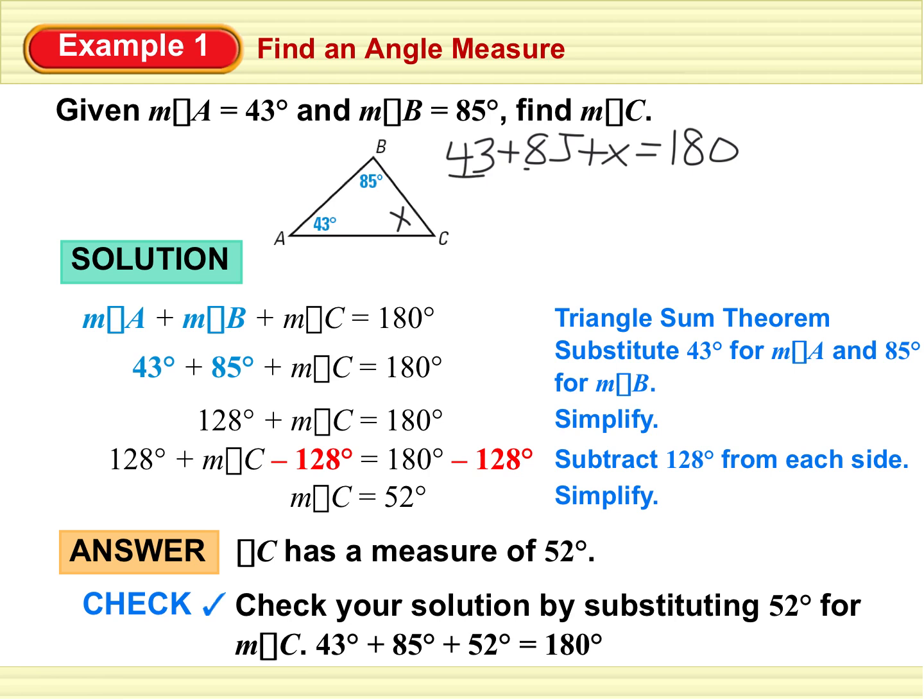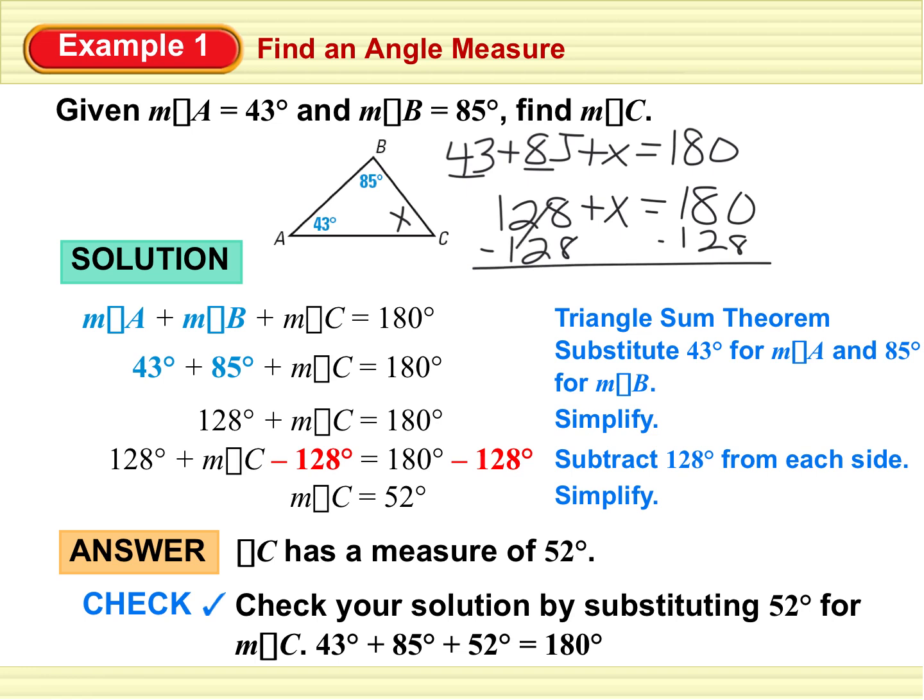Combine like terms. What's 43 plus 85? 128. It is 128. What's my last step to solve for x? Subtract 128. What do I get for x? 52. Okay, you can do it algebraically this way. Other class got terrified of algebra. And I know some of you in here are terrified of algebra.